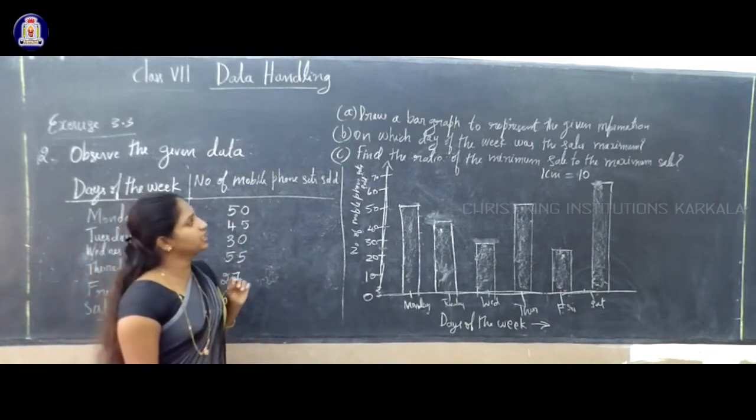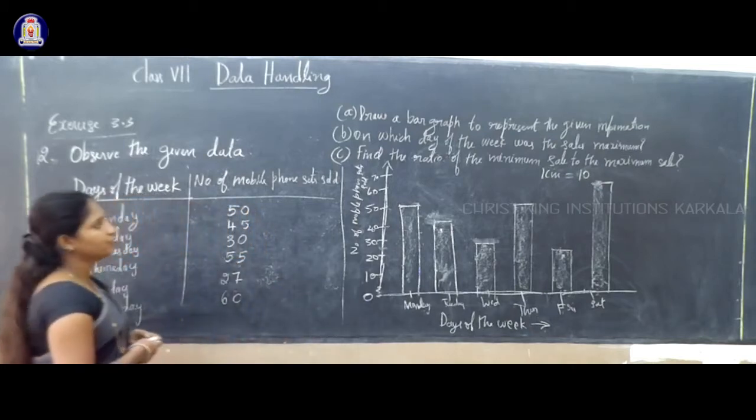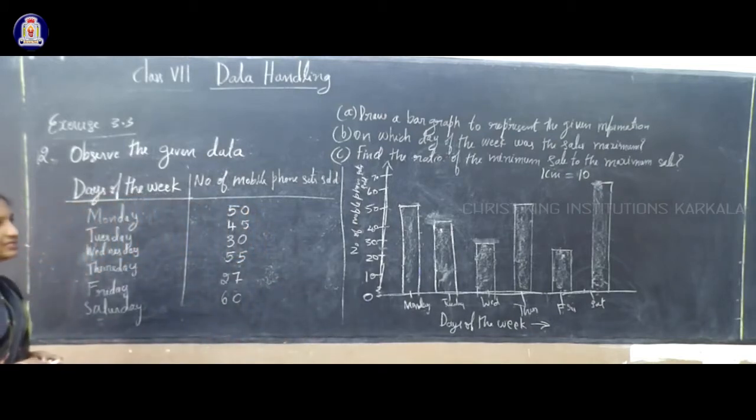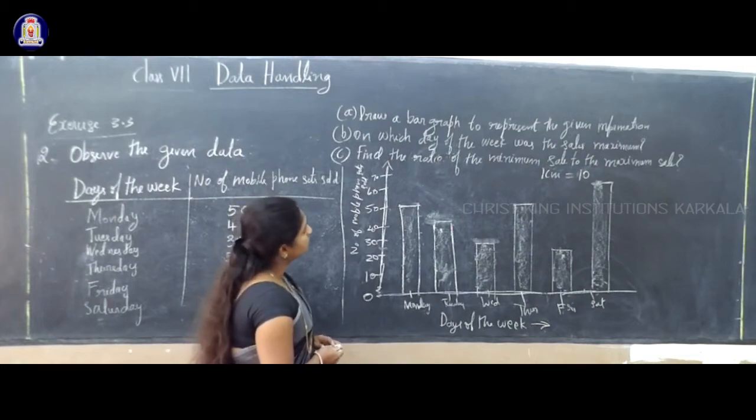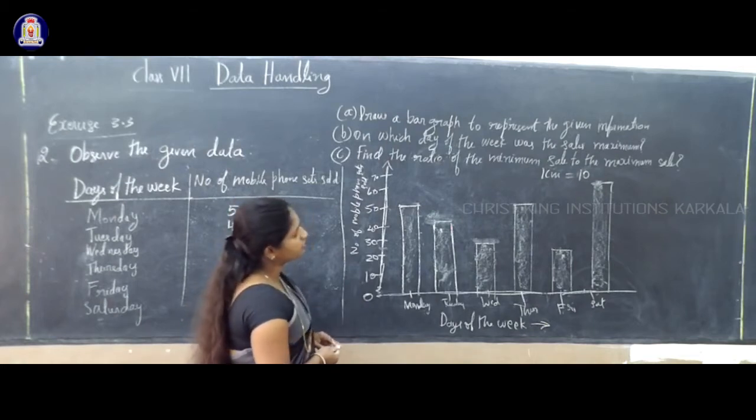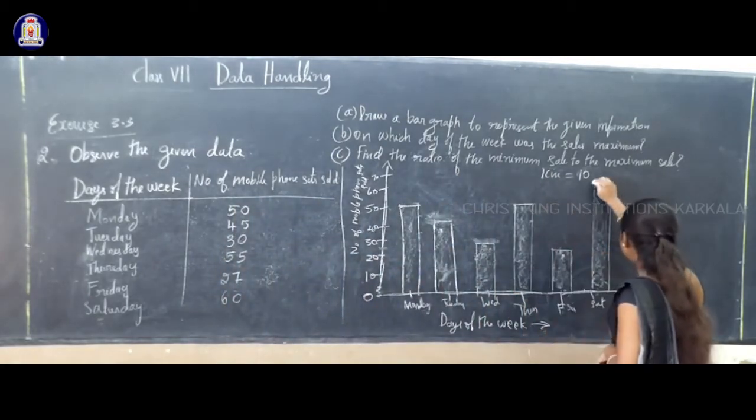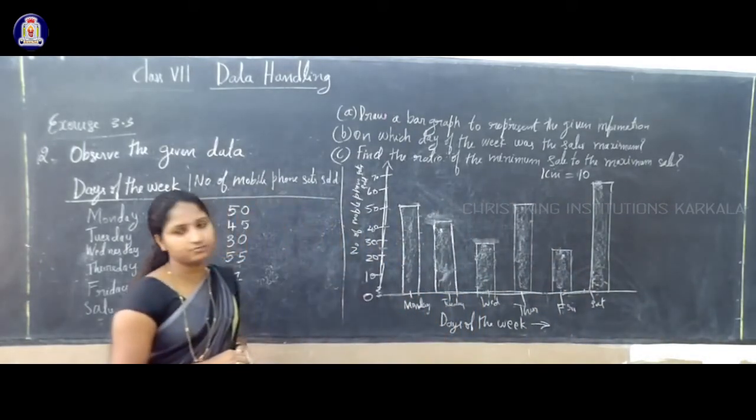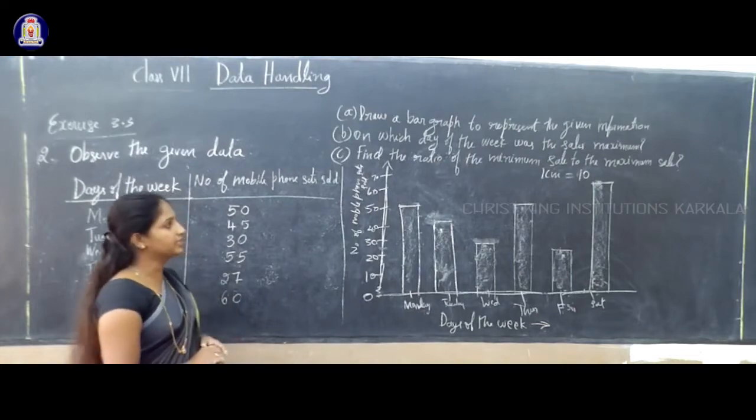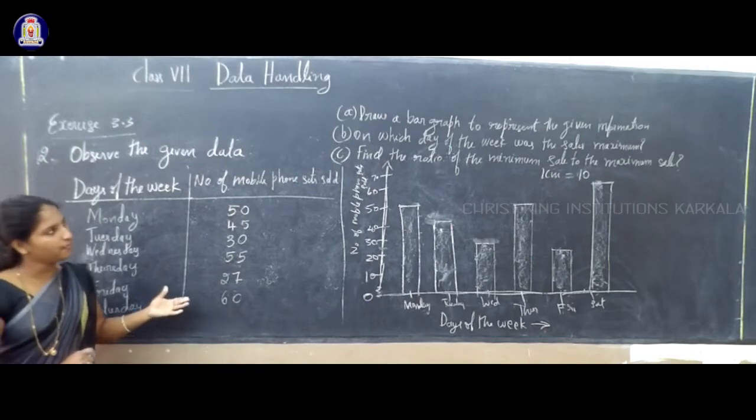The second question is, on which day of the week was the sales maximum? Now see the bar graph and you can answer this. That is on Saturday. Correct? See the bar graph. Now you can say that on Saturday the sales were maximum. Here the answer is Saturday. On Saturday the sales of mobiles is maximum. Clear?